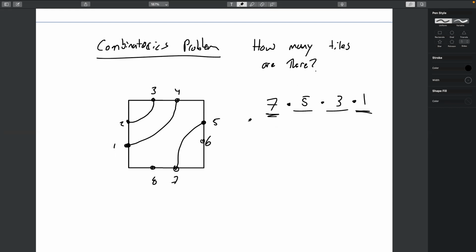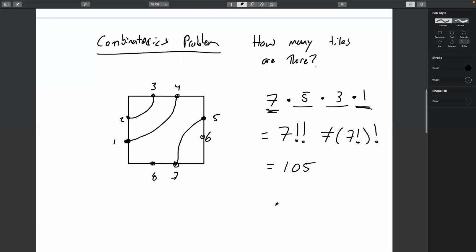This already is kind of interesting because it looks like a factorial, but instead of going down by 1 each time, it's going down by 2 each time. This happens often enough that it gets its own symbol, 7 double factorial, which is not the same thing as 7 factorial factorial, unfortunately. The 7 double factorial means go down by 2 each time. If you calculate 7 times 5 times 3 times 1, you get 105, if I figure rightly.